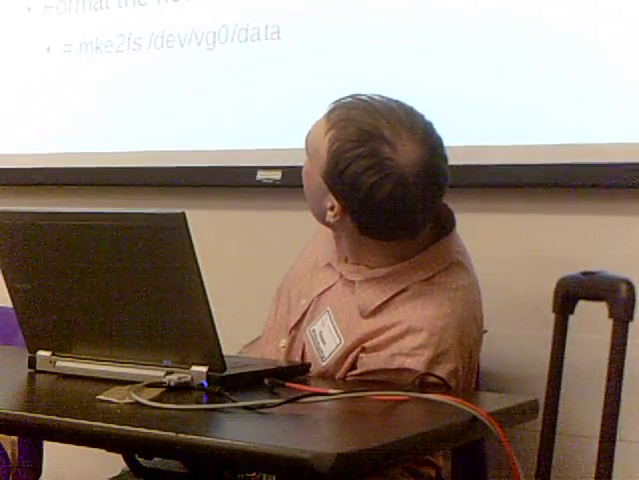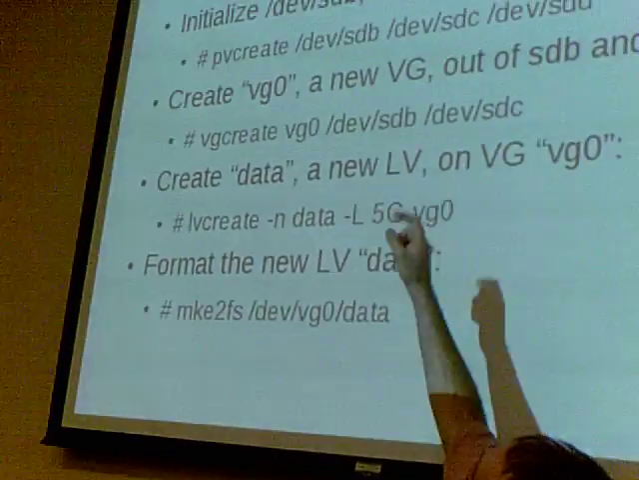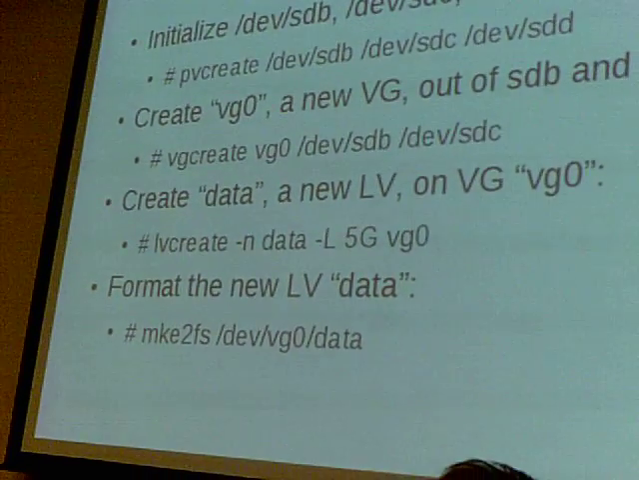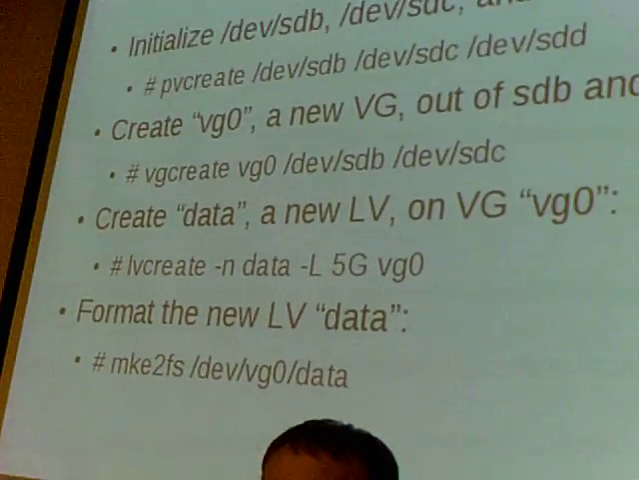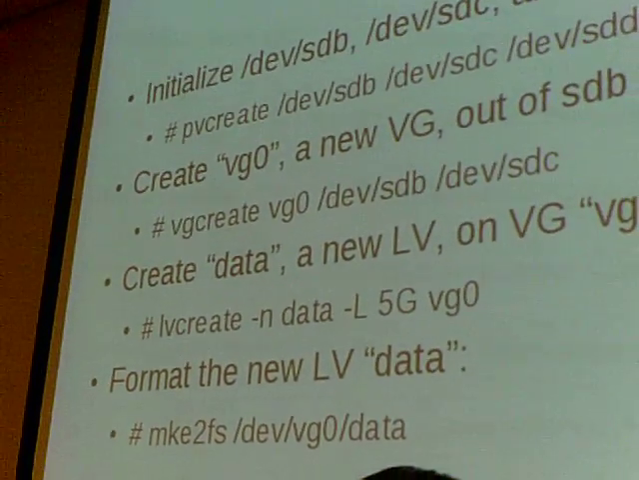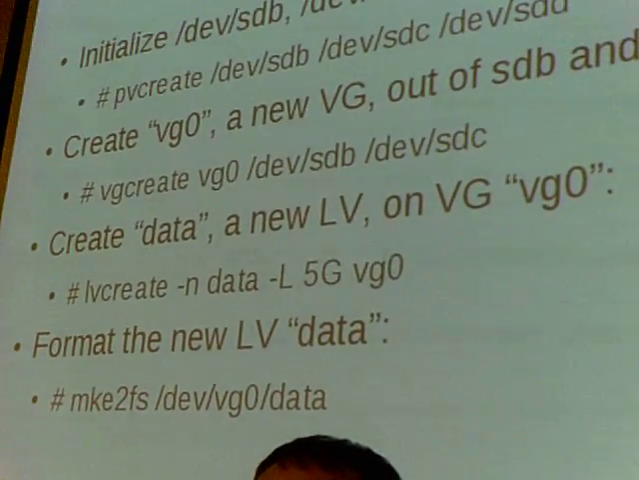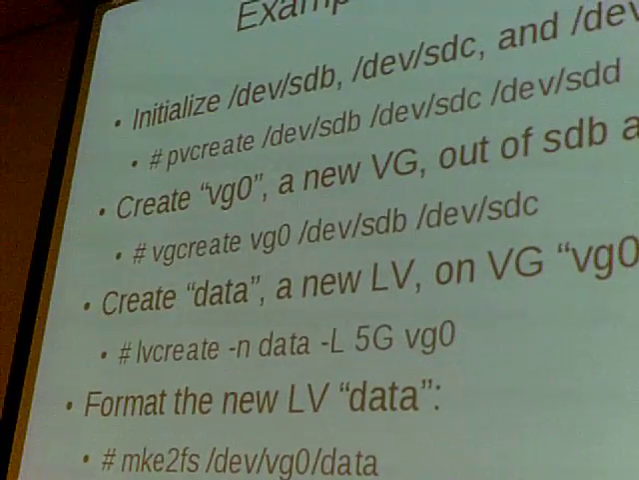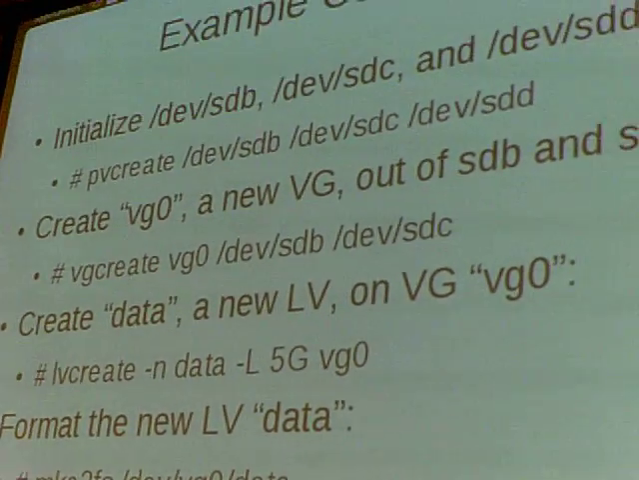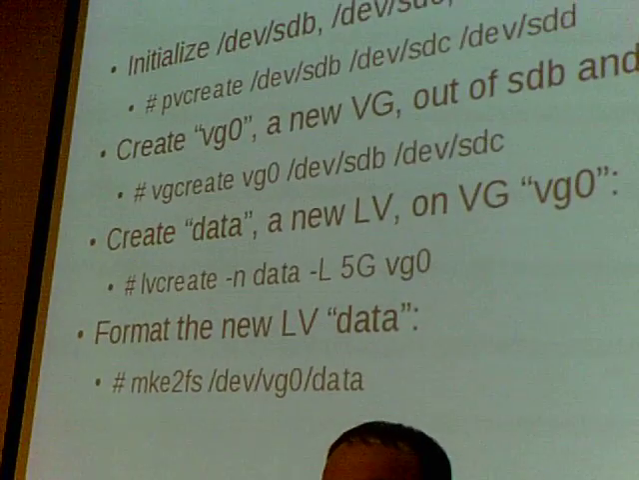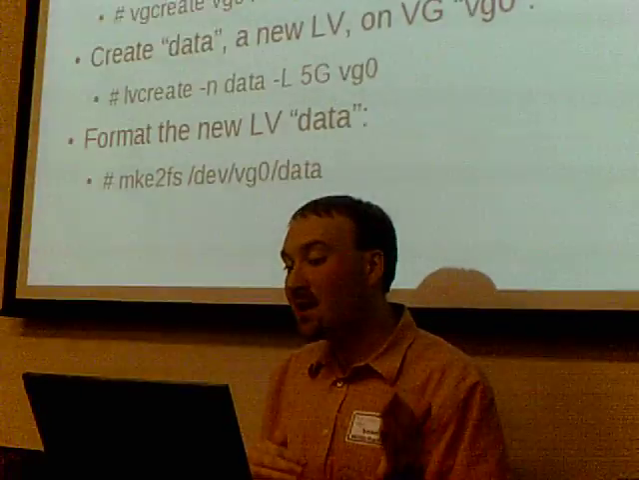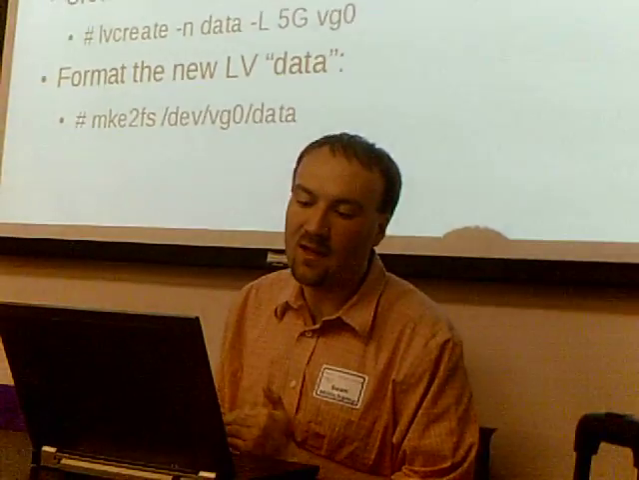Then once you have them sort of tagged, then you can create a volume group. So here, creating volume group 0, VG0, a new volume group out of sdb and sdc would be that command, vgcreate vg0, and then you give it the components you've already tagged with pvcreate to go into that volume group. I didn't list it here, but after you do vgcreate vg0, you could run the vgdisplay command, and it would show you that you have a volume group.